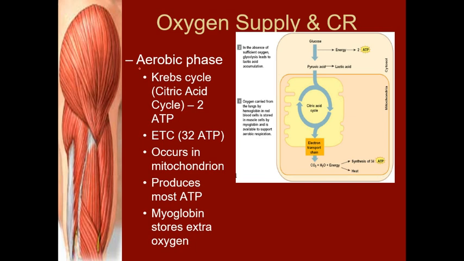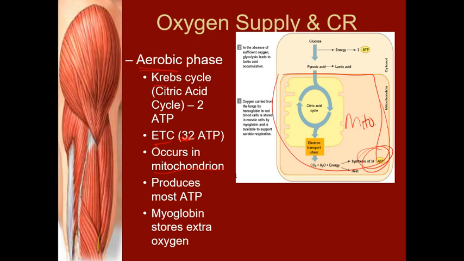That part is what we call aerobic. Krebs cycle and ETC, that's happening inside the mitochondria. That's the aerobic portion, and that's where you get the majority of your ATP. So this is where we really want to get to. That's going to be the best way of getting enough muscle energy available for those contractions.